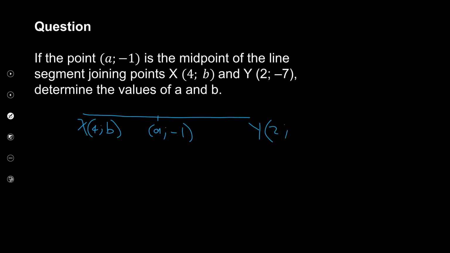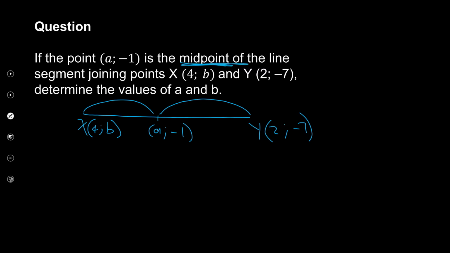This will be 2 and minus 7. And then from here, you can see that this distance is going to be equal to that distance, but we're not going to consider the concept of distance here because we have two unknowns, and distance can only work if we have one unknown. So we're going to go straight to using the concept of a midpoint, because they did tell us that this is a midpoint of the line.